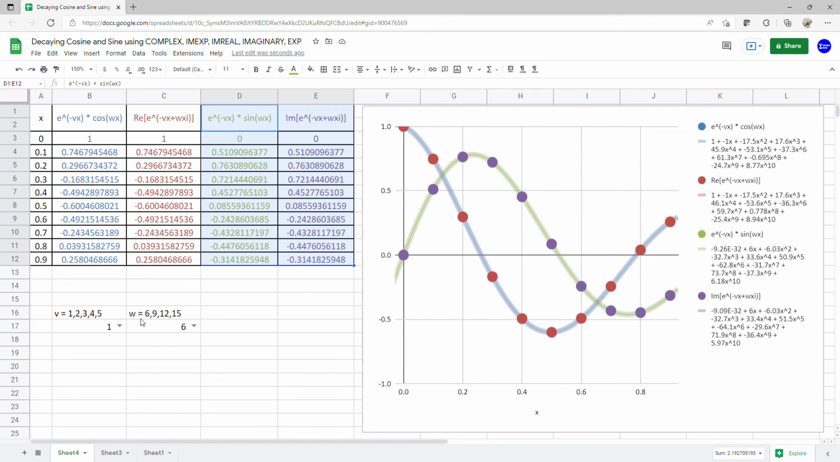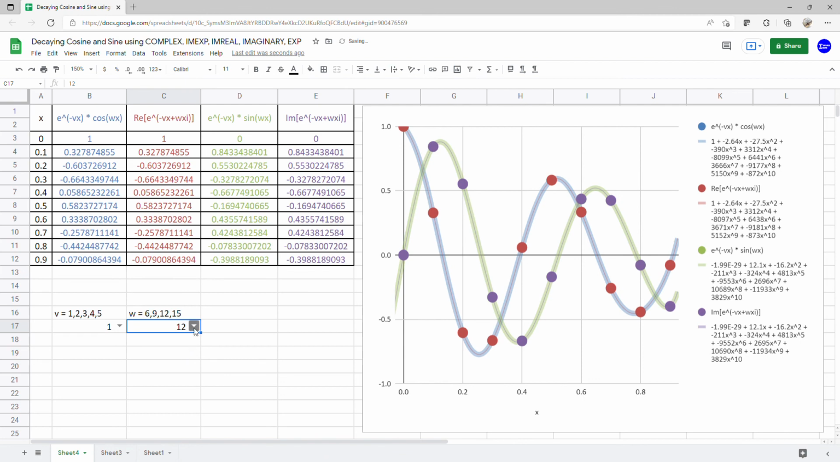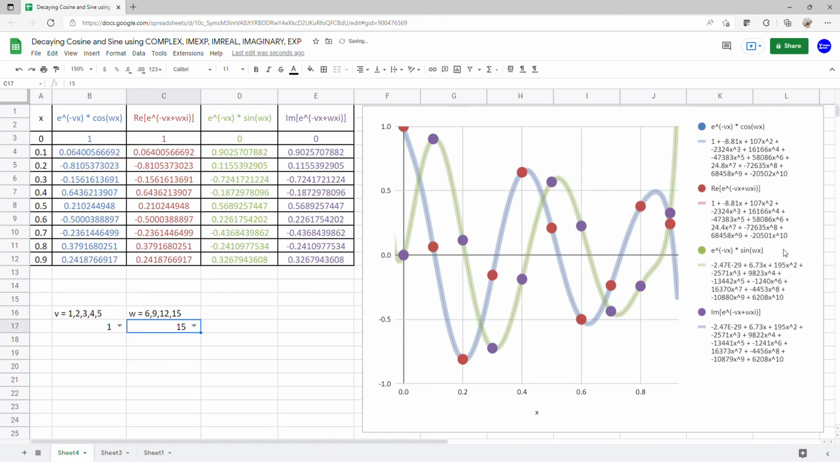Now we can change the value of w to 9, then 12, that is increasing the frequency, and 15. There's an error, but that's negligible. That's normal because this is the ordinary least square method, so it's a polynomial.